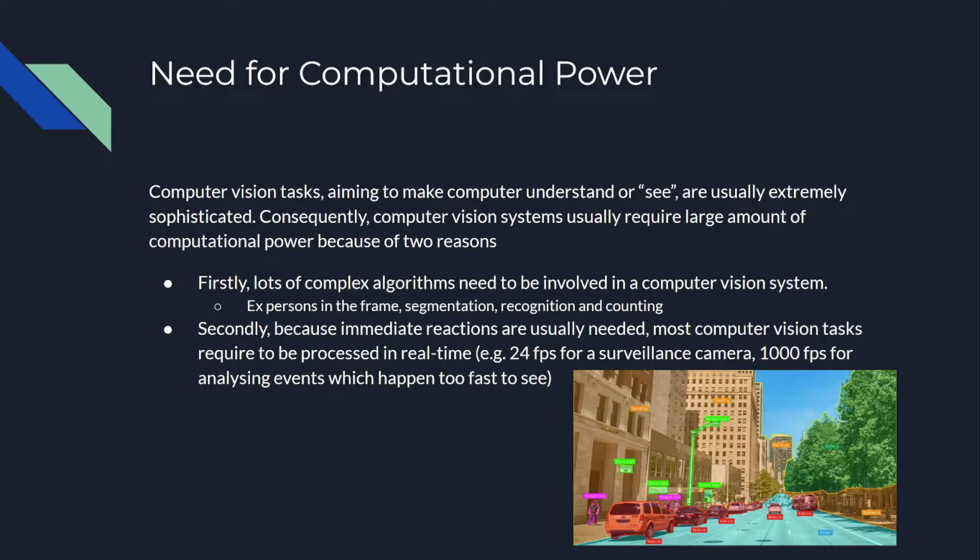Computer vision tasks, which aim to make a computer understand and see, are extremely sophisticated. There are many algorithms in place in order to detect elements in the actual environment. So consequently, computer vision systems usually require a large amount of computational power because of these two reasons. Firstly, like I said, lots of complex algorithms are needed in order to run the computer vision system. So this includes counting the number of people in the frames, recognizing certain elements like windows, buildings, cars. And also secondly, because immediate reactions are almost needed, as most computer vision tasks require to be processed in real time. So 24 FPS for a surveillance camera and 1000 FPS for analyzing events which are too fast to see.